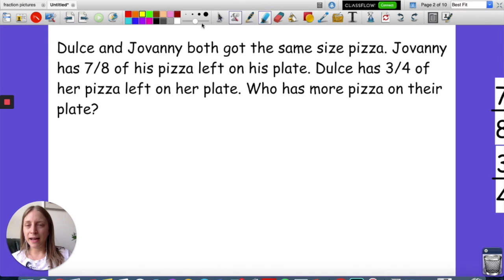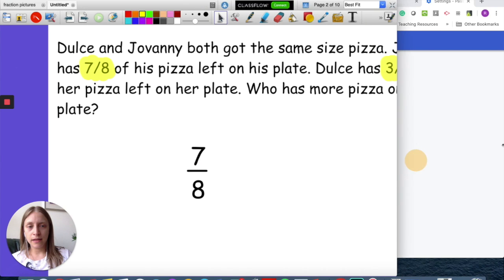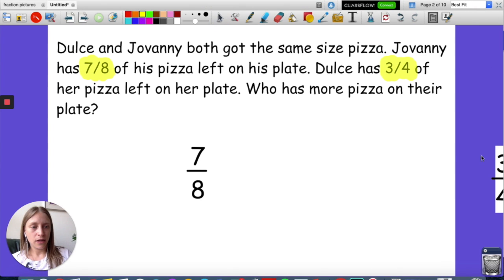So first I'm going to highlight the important information that I see in this word problem. So I see that Giovanni has 7/8 of his pizza left on his plate, and Dulce has 3/4 of her pizza left on her plate. So let's just take a look at these fractions. We have 7/8 and 3/4. And I need to figure out which of these fractions is greater.